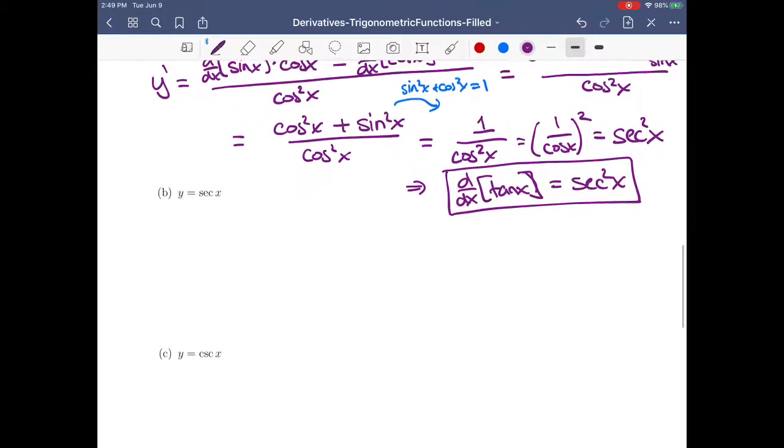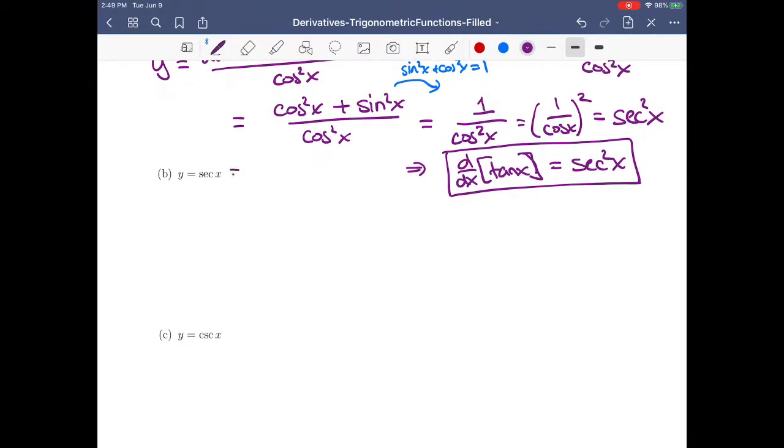For secant, this is 1 over cosine x. We actually have a rule if you want to use it, or you can use the quotient rule again. But maybe I'll just write it down again.